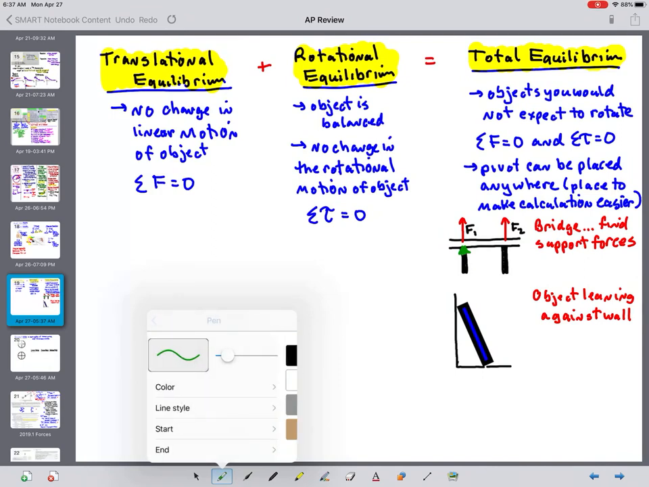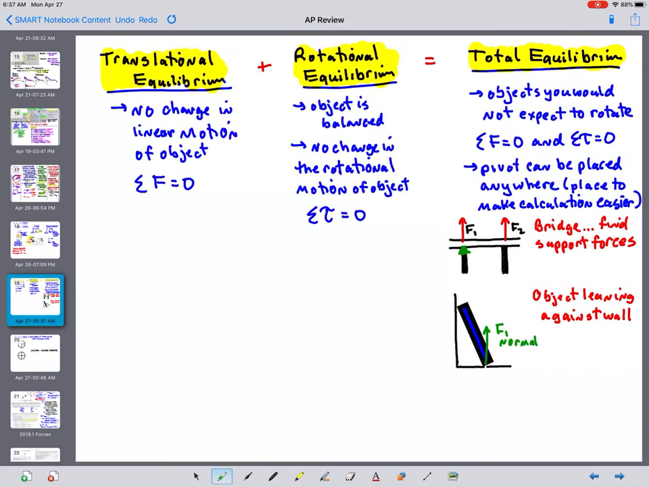You have an object that's leaning. For example, here, a ladder leaning against a wall. If we draw the forces that are there, first of all, I would have an F1, and that would be basically a support force or a normal force supporting the entire ladder. I would have the weight of the ladder, an mg. I would have probably a frictional force keeping it from sliding. So we put a frictional force there.